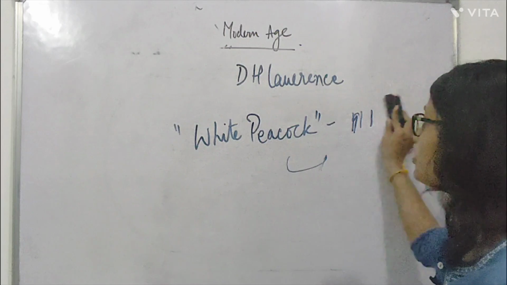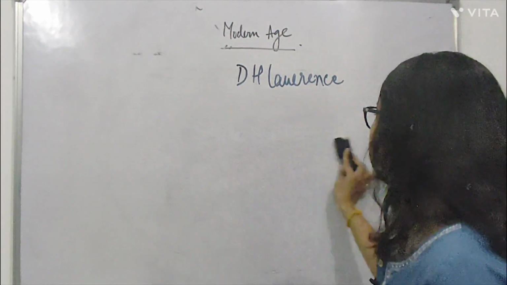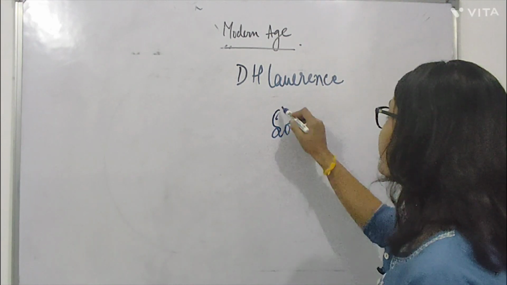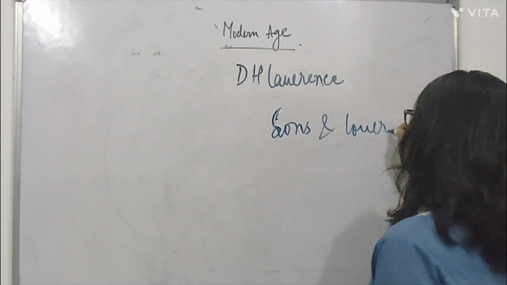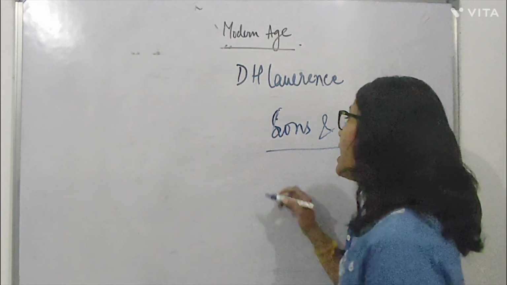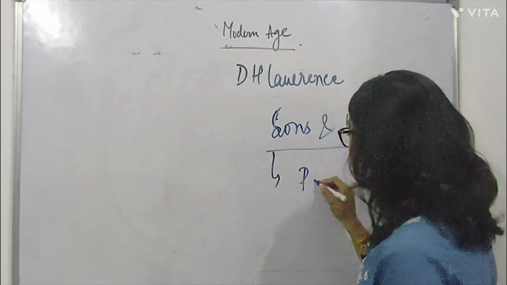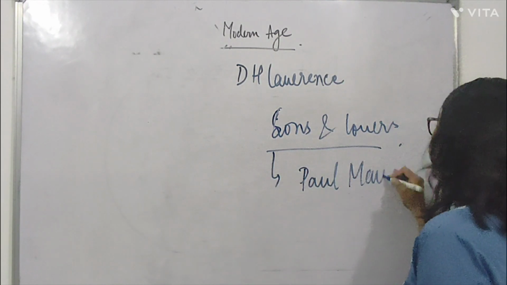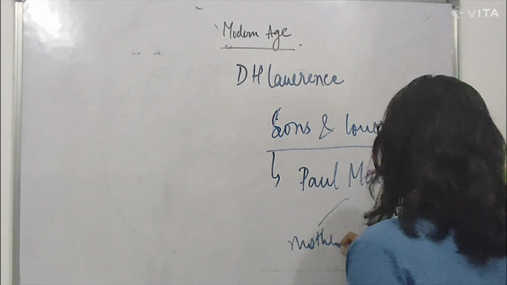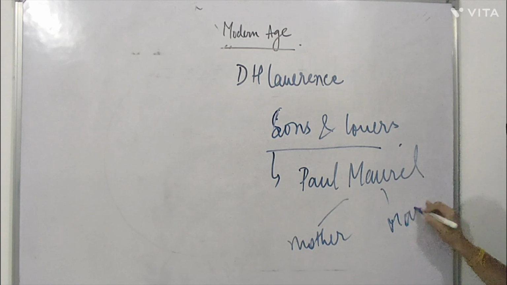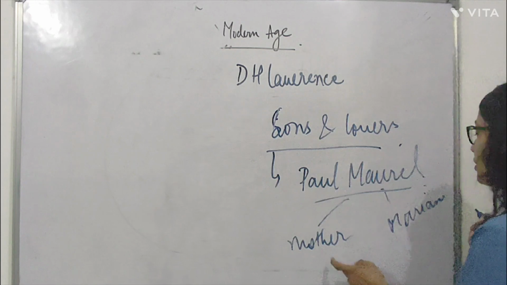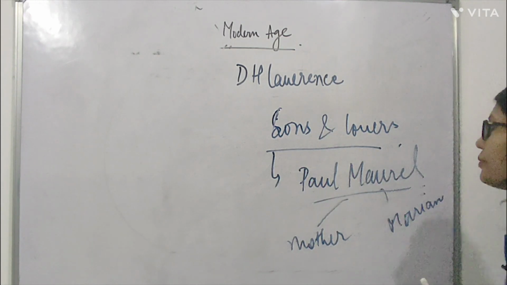Now, the next book that we are going to talk about is Sons and Lovers. Sons and Lovers is the most popular book of D.H. Lawrence, and it was quite criticized because there was this concept of Oedipus complex in this book, as the main character, Paul Morrell, was in love with his mother and Miriam both. Miriam was Paul Morrell's lover, and Paul Morrell was in love with his mother and Miriam as well.